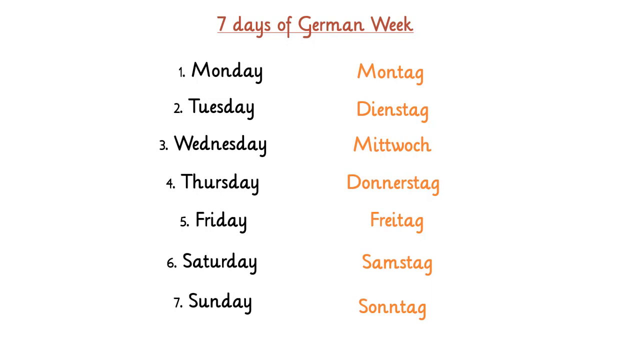And that's all. If you repeat again, Monday is Montag, Tuesday is Dienstag, Wednesday is Mittwoch, Thursday is Donnerstag, Friday is Freitag, Saturday is Samstag, Sunday is Sonntag. And those were the 7 days of the German week. Please practice them properly and try to learn the names of the 7 days.